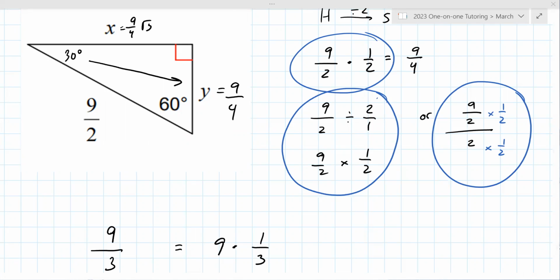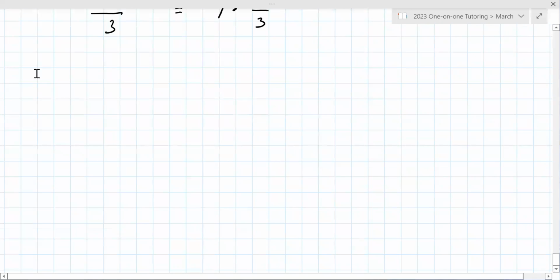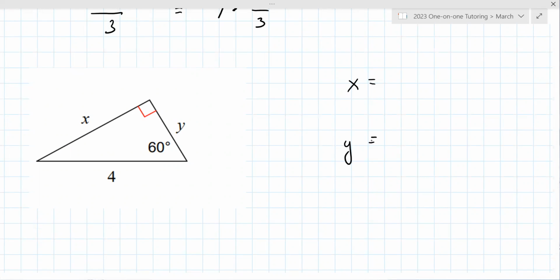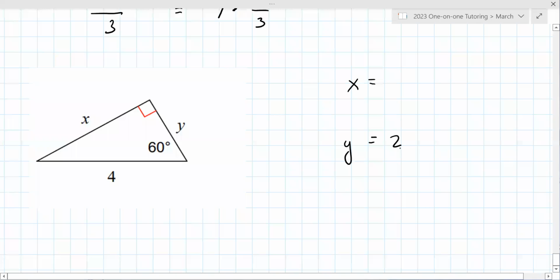All right, let's do one more easy one here to close out. Give me the values of x and y here, please. Y is 2, and I know that because it is the shortest leg. To find y, you divide the hypotenuse by 2, and then in order to find x, I have to multiply y by square root of 3, giving me 2 square root 3.